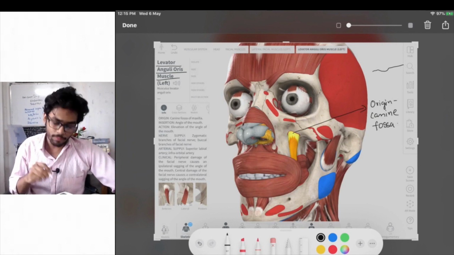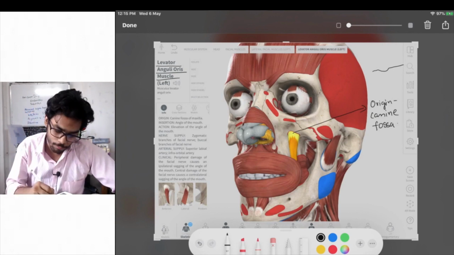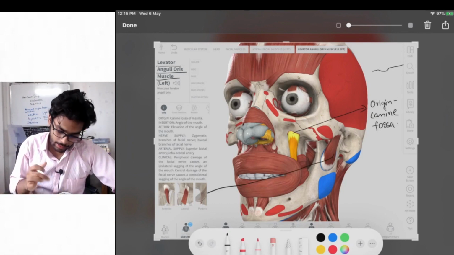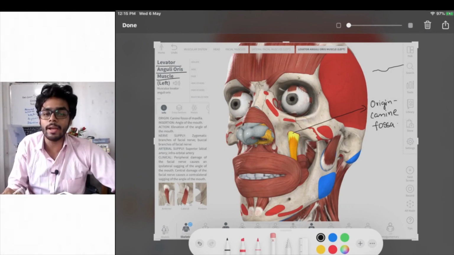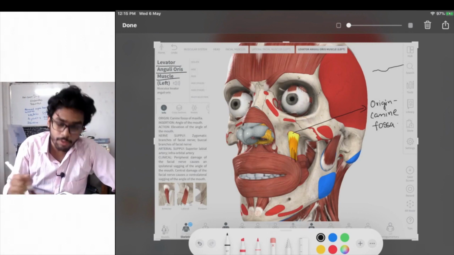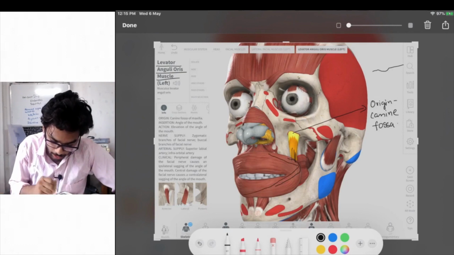If there is a canine, then lateral to the canine there is a vertical fossa, which is known as the canine fossa. It provides the site of origin of the muscle known as levator anguli oris. And can you see the insertion? The insertion is in which part? At the angle of the mouth. This part, the angle of the mouth.